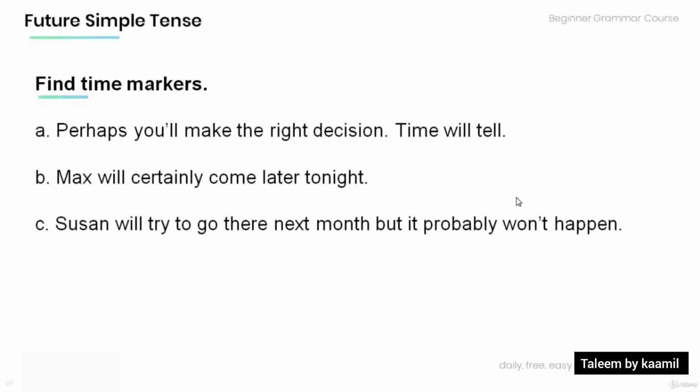Now it's time for you to practice on your own. Read the following sentences and find time markers. A. Perhaps you'll make the right decision. Time will tell. B. Max will certainly come later tonight. C. Susan will try to go there next month, but it probably won't happen.